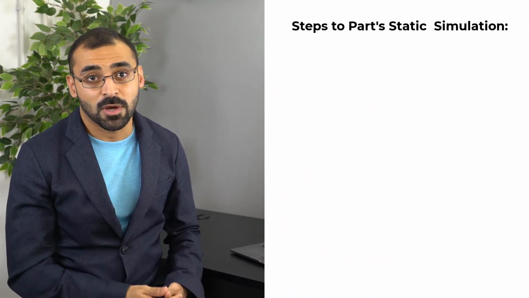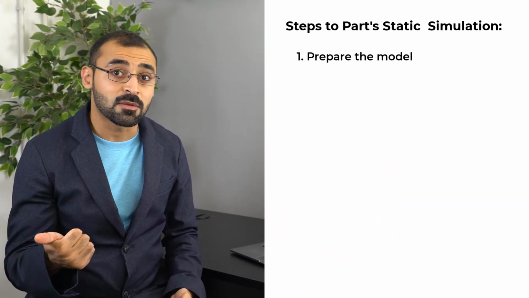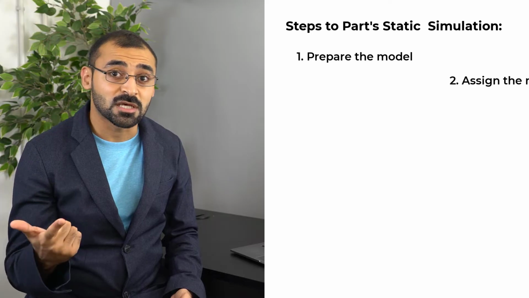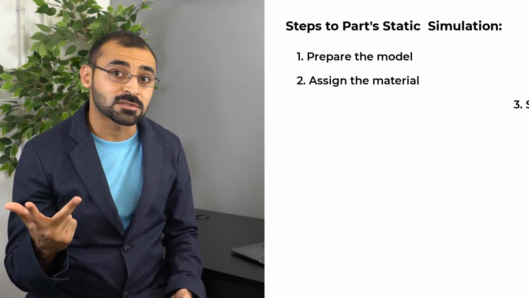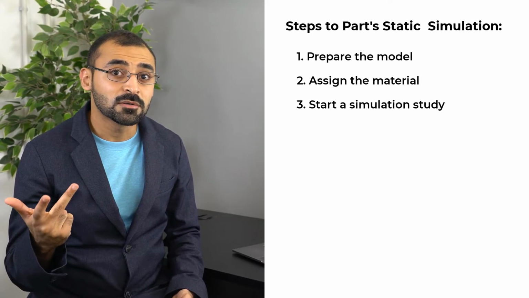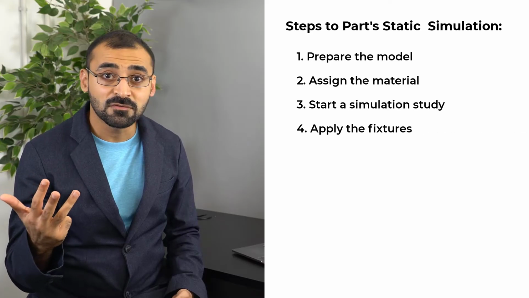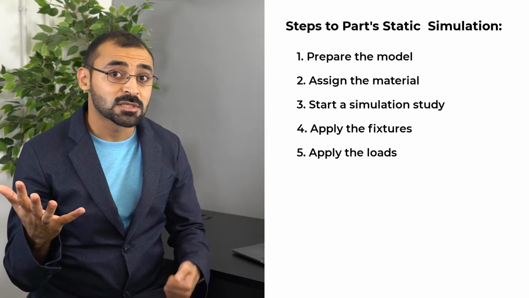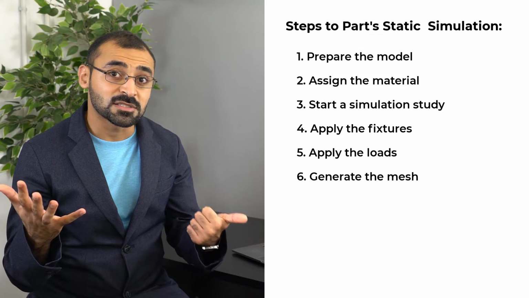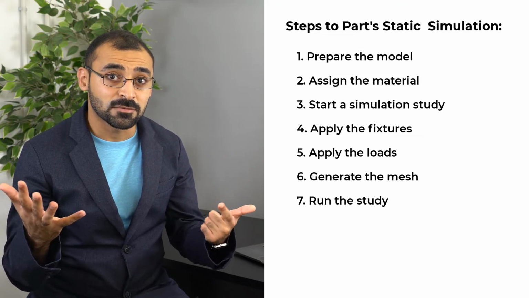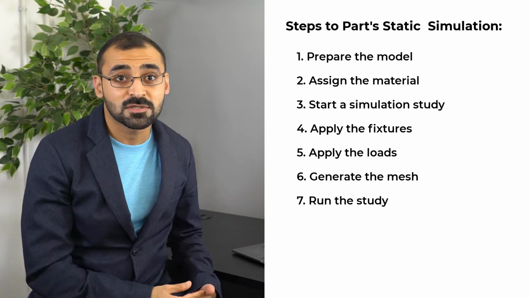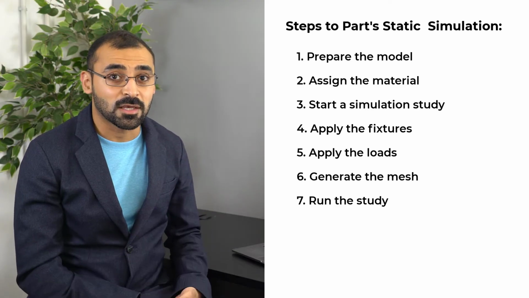Before we get started, I have to tell you that every part simulation study we do would follow the same steps. So let's list them out real quick. 1 is to prepare the model. 2, to assign the material. 3, to start the simulation study. 4, to apply the fixtures. 5, to apply the loads. 6, to generate the mesh. And 7, to run the study. Now, let's move into the software and do those real quick.